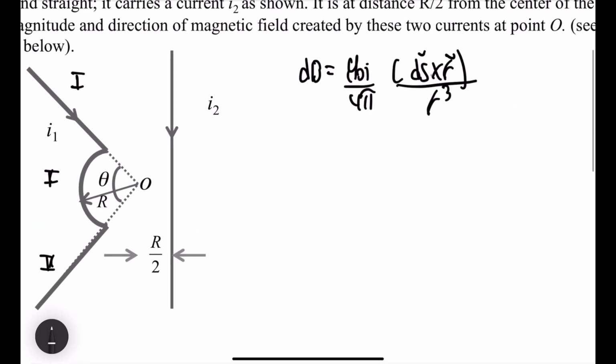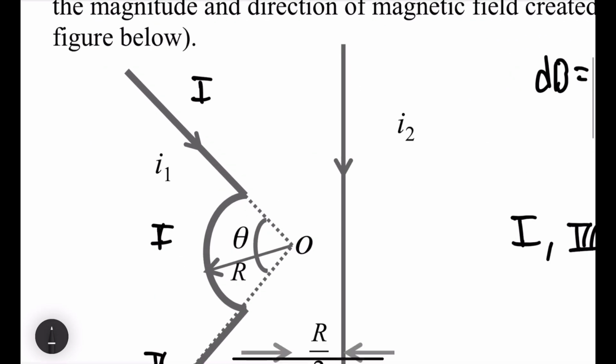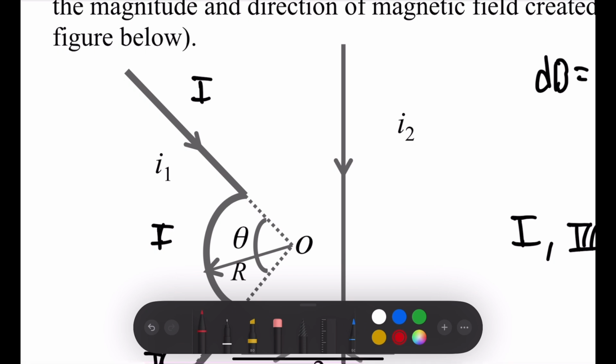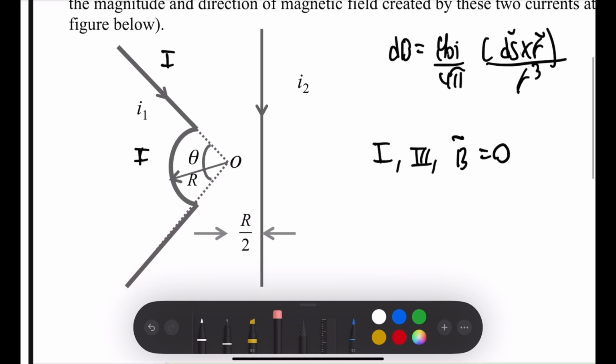So what we can see is that region 1 and region 3, the magnetic field here is going to be equal to 0. Why? Because if I draw my ds vector, ds is going this way. My r vector is also going this way. So the cross product is going to give me 0. And the same thing applies to the second wire. My ds vector is going to go this way, and my r vector is going to go the other way. But it still doesn't matter. They're still parallel to each other. So the cross product is going to give you 0. So that's why for region 1 and for region 3, the magnetic field is 0.